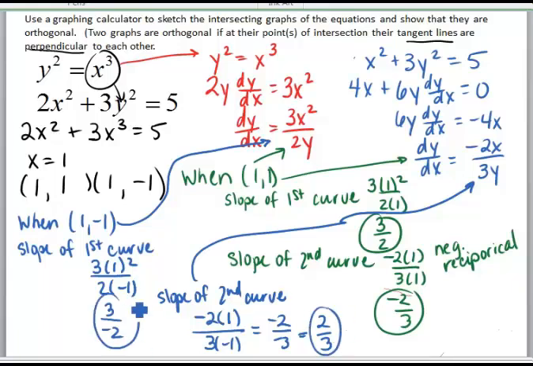So again, we get two slopes that are negative reciprocals of each other. So I have shown that these two graphs are orthogonal at those points of intersection.